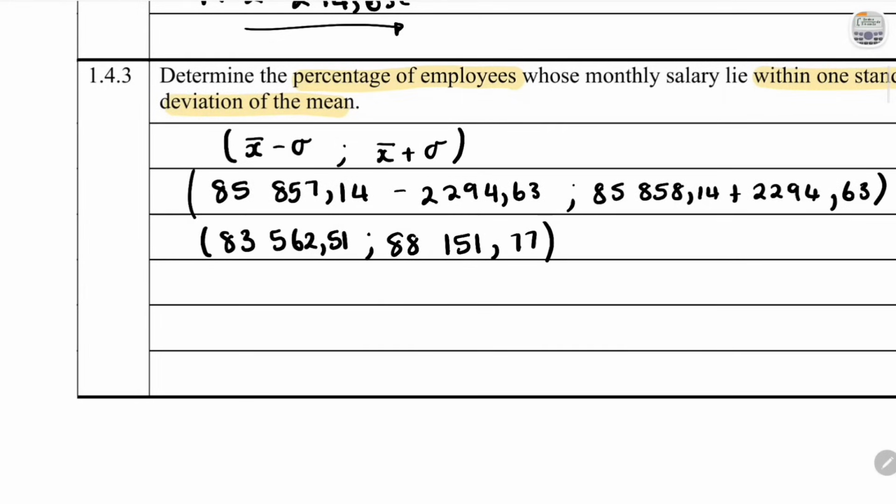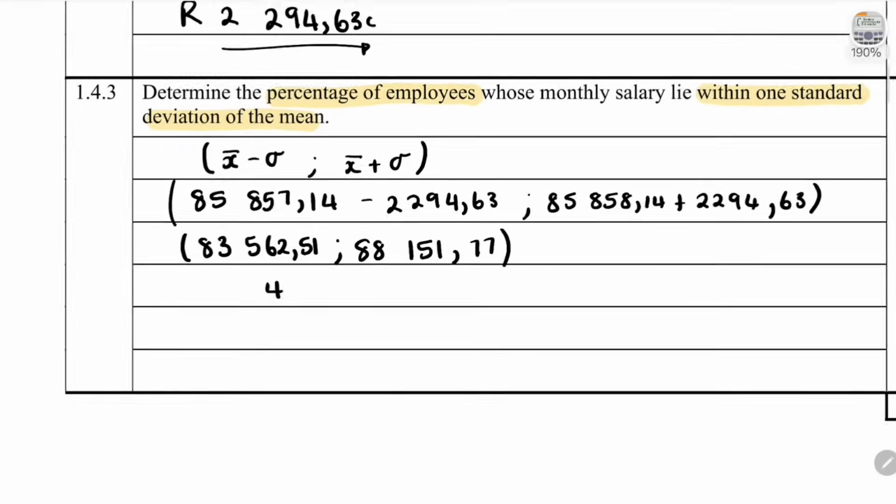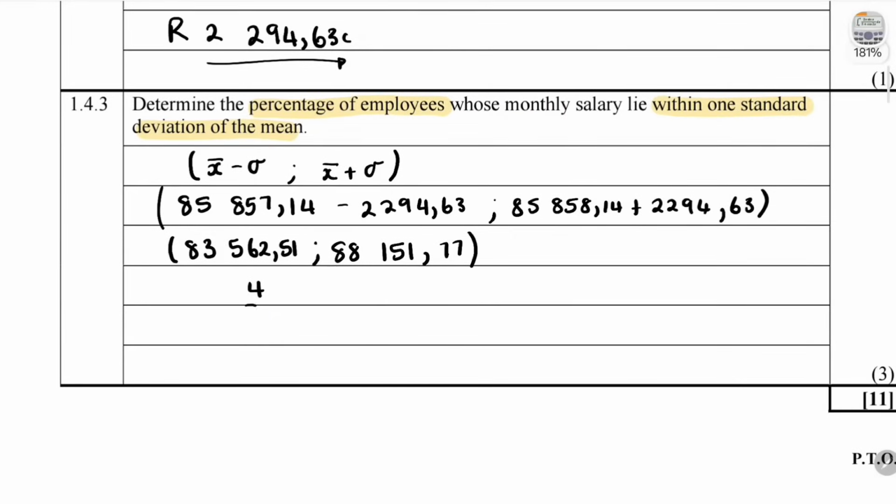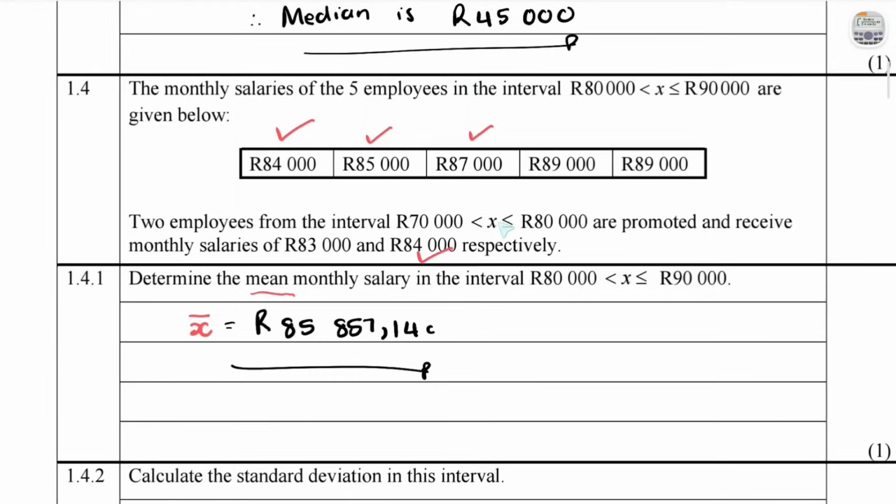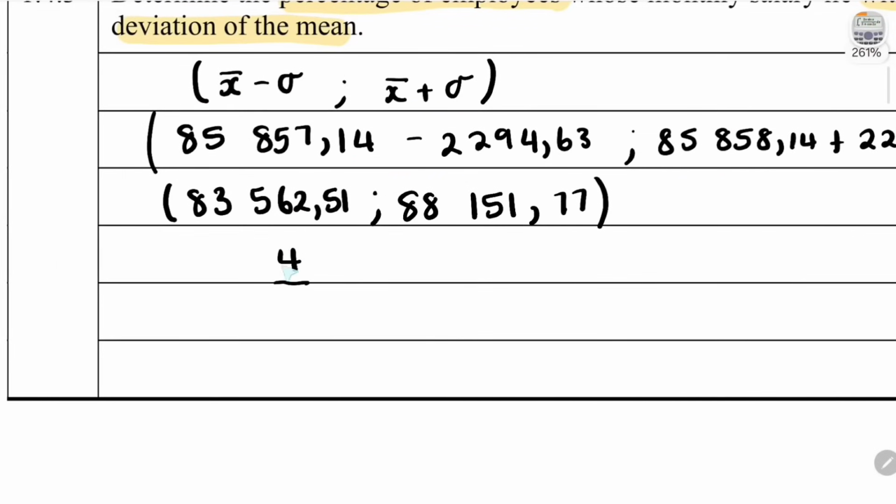So not just how many employees. So we know that it's exactly 4 employees, but to find out the percentage, we'll have to say 4 over the total employees in this section, okay? There are exactly 7 employees because of the other 2 that were added. So we're going to say over 7, and then this as a percentage, we can just multiply it by 100.